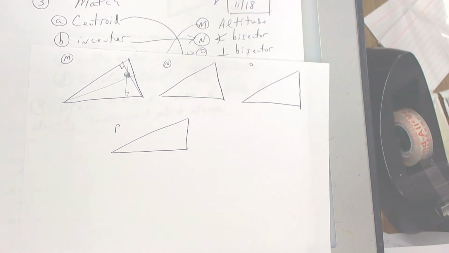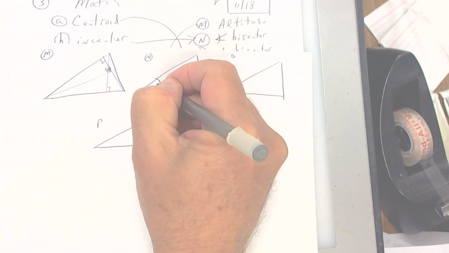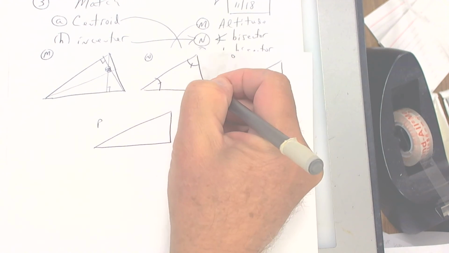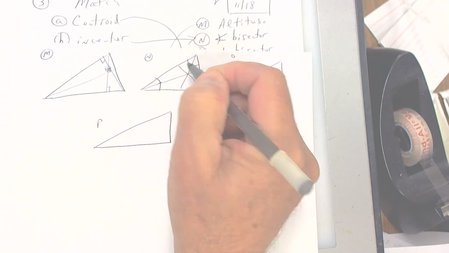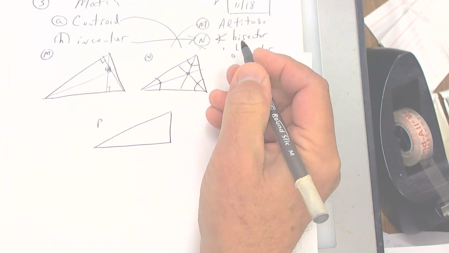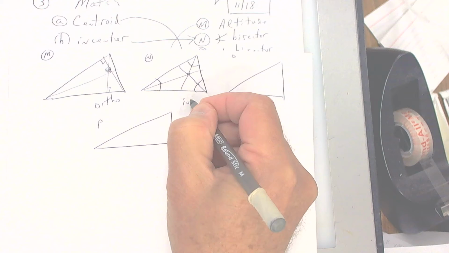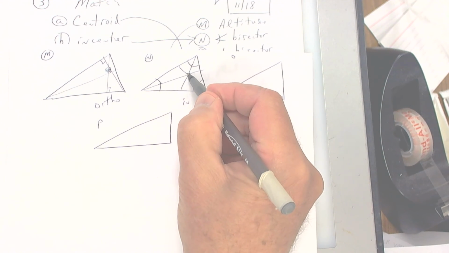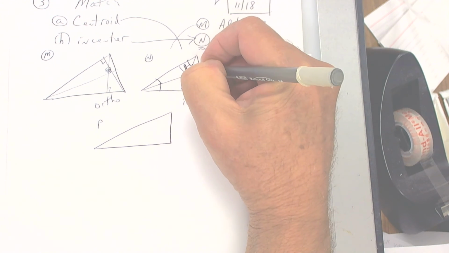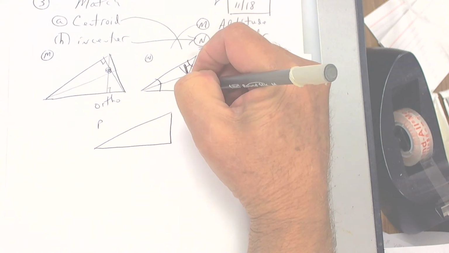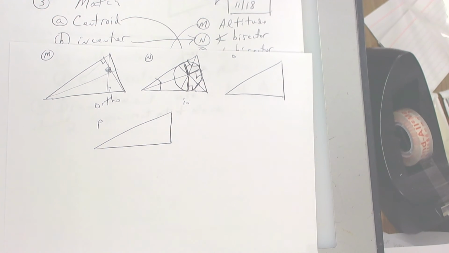All right, let's try another one. Angle bisector. So draw your angles, split them, draw your angles, split them, draw your angles, split them, and then connect this. This one right here is your in-center. Okay, this is your ortho. This is your in-center. Now, the significance of the in-center is the distance to the sides make the radius of the inscribed circle. So you need to know that.